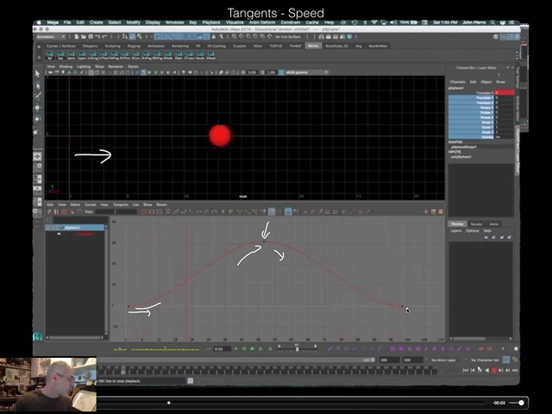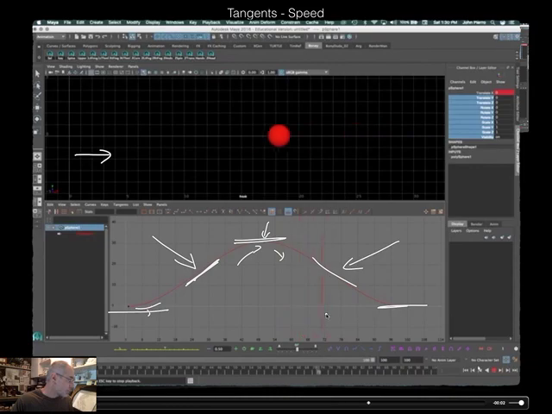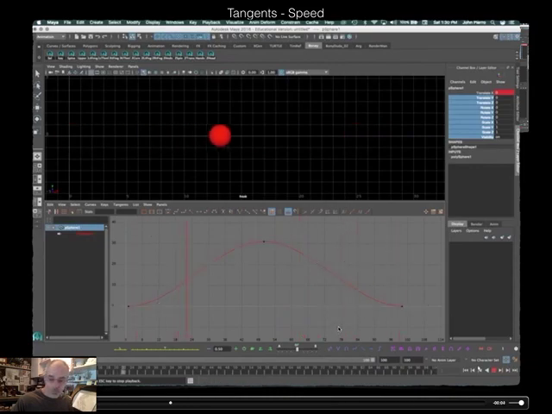So each time I come in or out of a key, I am coming out slow. That's why it's nice and soft, and it's a little bit faster in the middle. More vertical in the middle, flatter in and out of the keys, right? So rule of thumb, think like a caveman. Vertical is fast, horizontal is slow, okay?